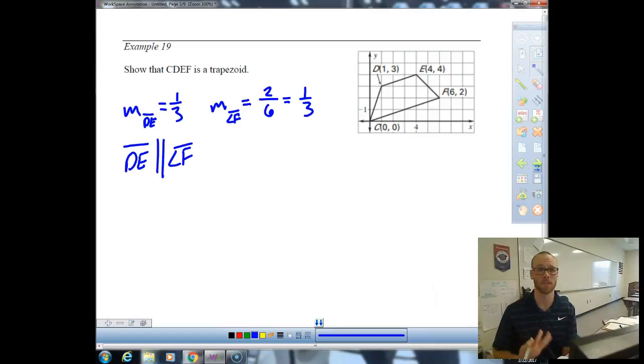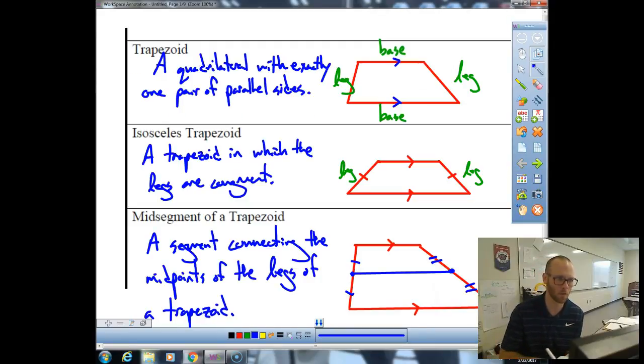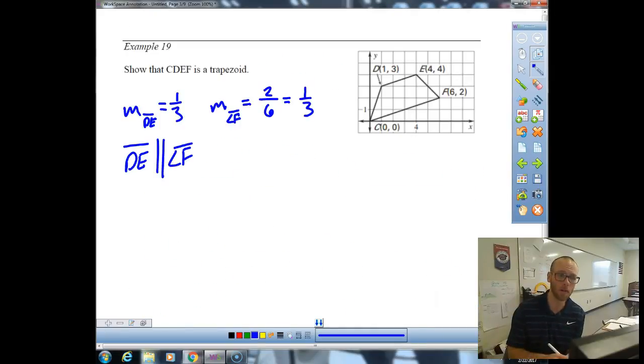Okay. So is that enough to know for certain that CDEF is a trapezoid? Let's look back at the definition one more time. A quadrilateral with exactly one pair of parallel sides. Have we shown that there is exactly one pair of parallel sides? No, we've shown that there is one pair of parallel sides, but we haven't shown that there's exactly one. The second step to this is to show that CD is not parallel to EF.